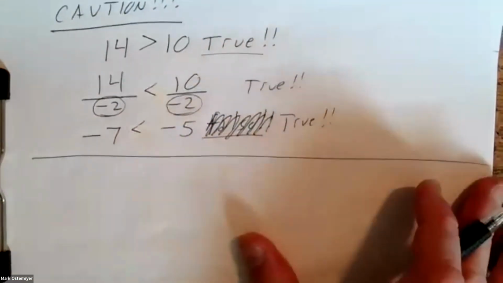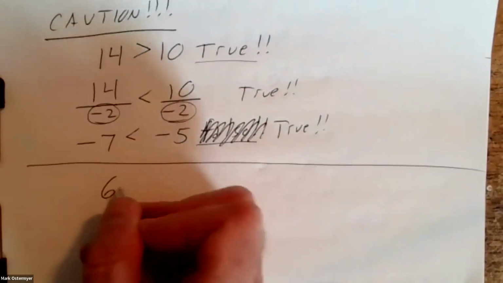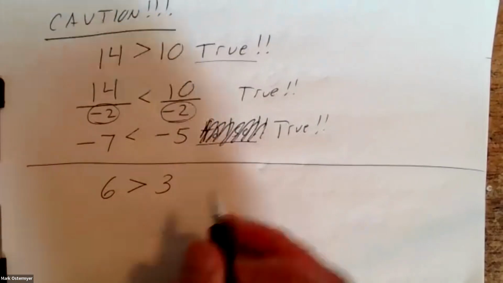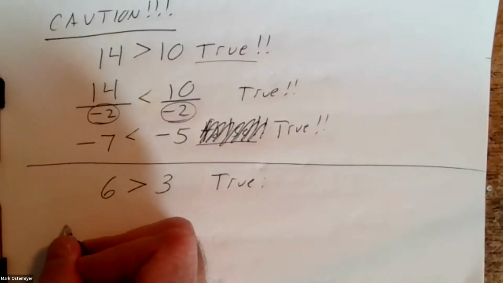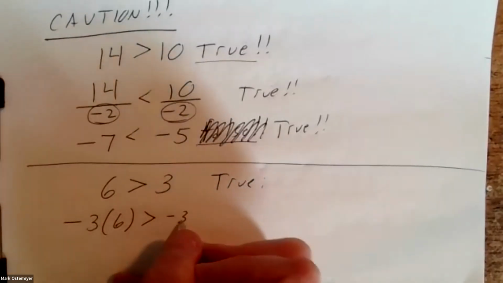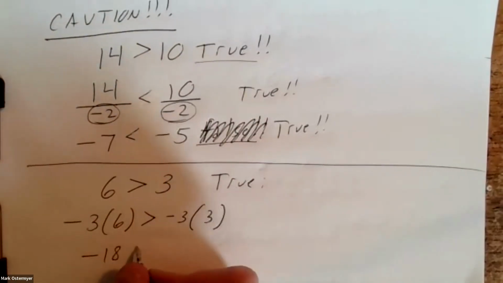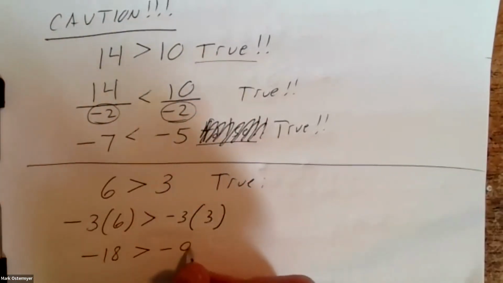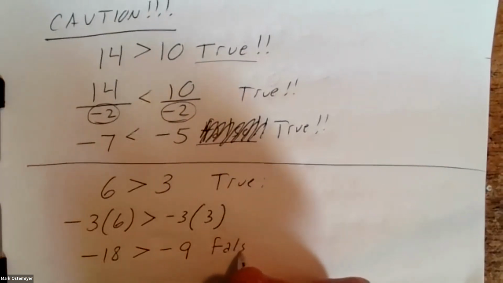Don't forget that. And here's another thing you've got to be careful with. We say that 6 is greater than 3 all day long, correct? True statement. What if I multiply both sides of this inequality by a number? Do I still have a true statement? Is it still true to say -18 is greater than -9? All of a sudden, our true statement has become a false statement.